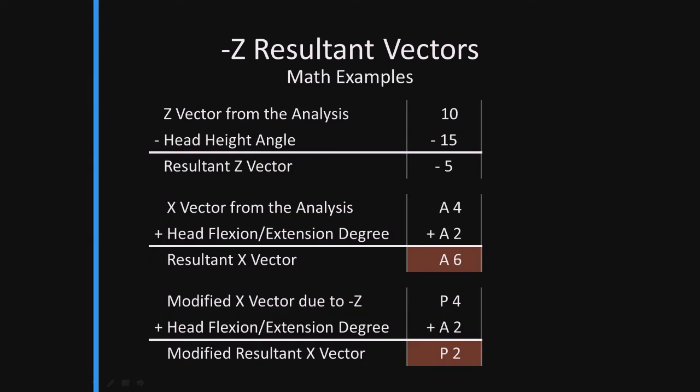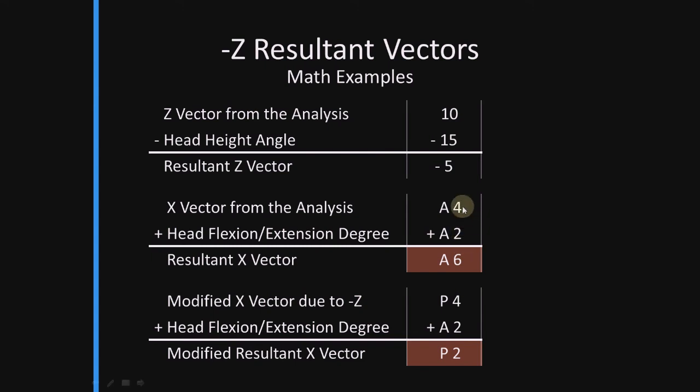In our inverted z resultant vector examples, if we have a 10-degree calculated height from the X-ray analysis that needs to be applied to the patient for the correction, but the patient's side lying position is 15 degrees, then we would set the instrument at a negative 5 degree setting in order to apply a 10 degree adjustment to a 15 degree elevated head height angle.